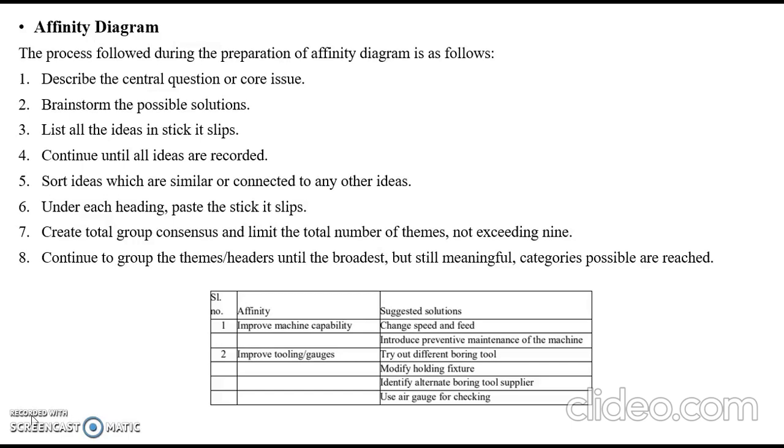One example is on the table. Here the central question is improve machine capability, and these are the suggestions given by the invitees and team members. Again, in the second one, improve tooling and gauges, the suggestions given by the team members and invitees are these. Like this, you should create an affinity diagram, and this should not cross 9.